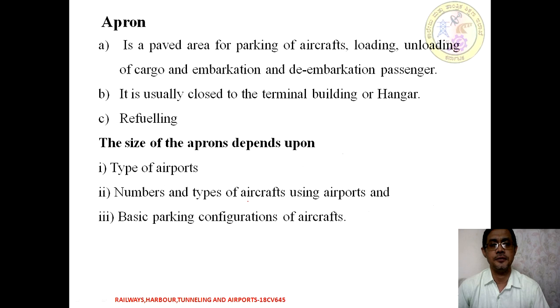So next component, we have studied the runway and terminal building. The next component is called an apron. So what exactly is the apron? An apron is always a paved area, which is used for parking of an aircraft.